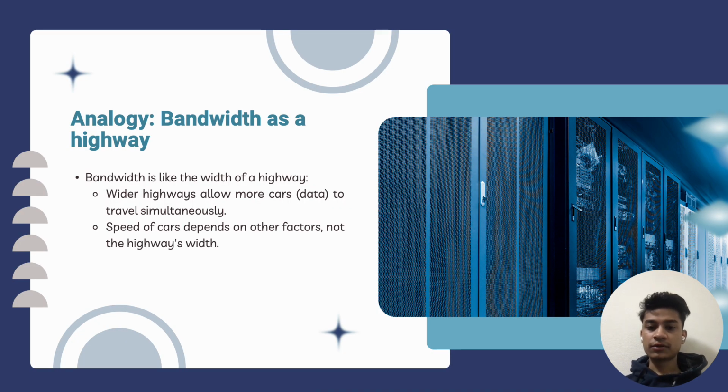Then the next topic is the analogy: bandwidth as a highway. To understand bandwidth better, let's use an analogy. Imagine bandwidth as the width of a highway. A wider highway can accommodate more cars at the same time, just like higher bandwidth can transmit more data simultaneously. However, the speed of cars or data depends on other factors like traffic conditions or network efficiency, not the width of the highway itself.